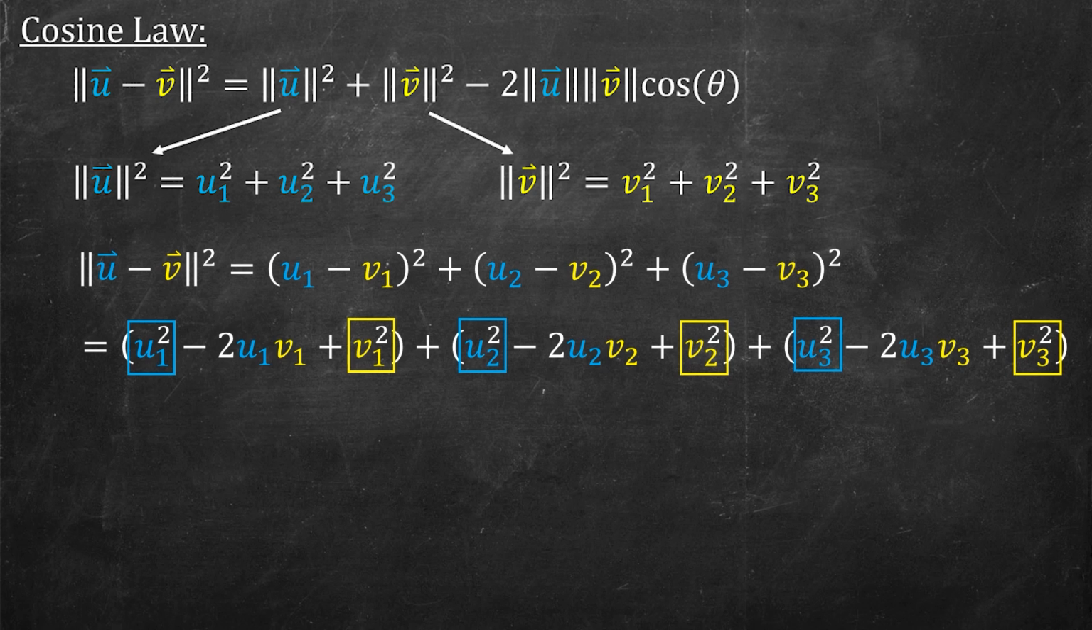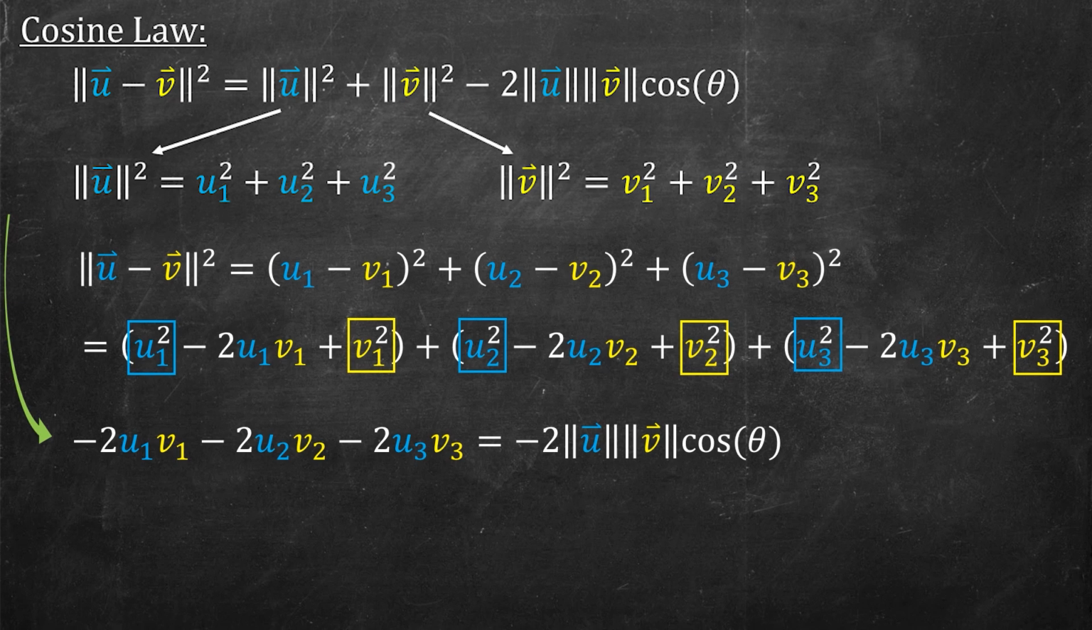So if I look at my equality, I have a lot of common terms on both sides, so I'm going to cancel everything. And what that leaves is that on the left-hand side, I'm going to have minus 2 u1 v1 minus 2 u2 v2 and minus 2 u3 v3. And on the right-hand side, I have minus 2, the length of u, the length of v, cos theta.